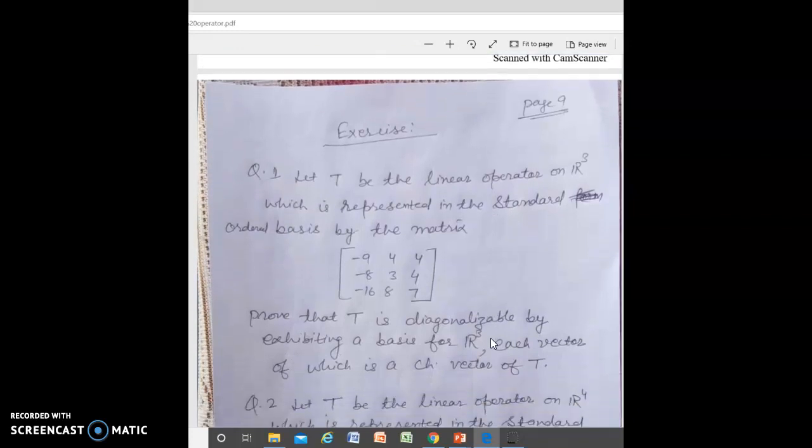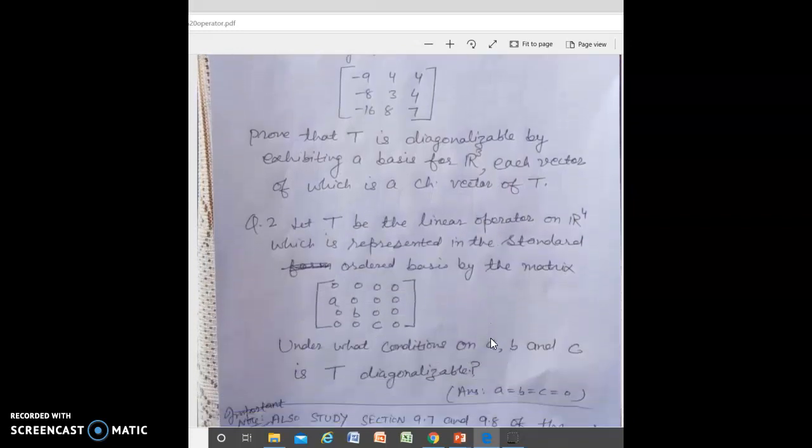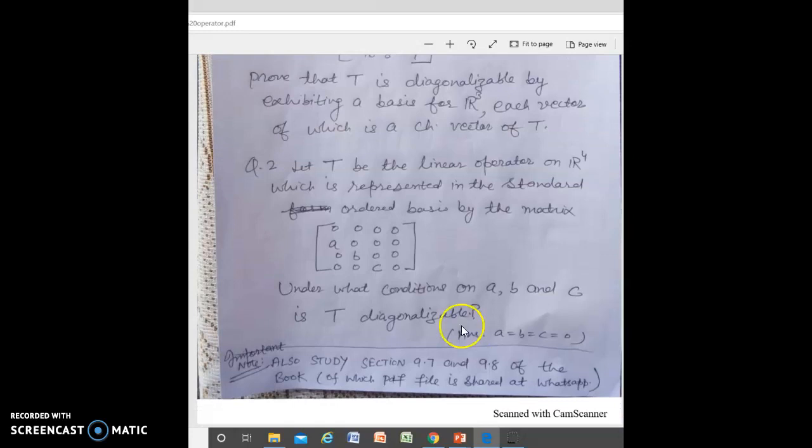So in view of this discussion you can solve this exercise, and moreover along with this exercise you can study these sections from the book that we have already shared in your group.